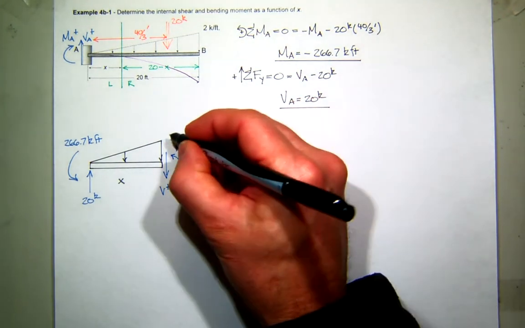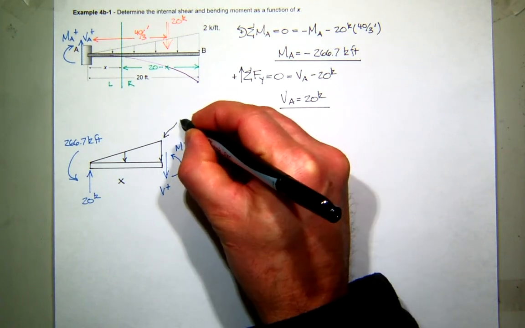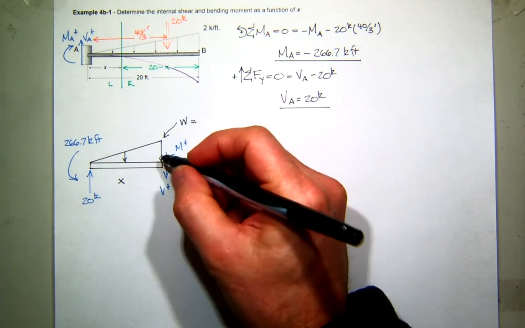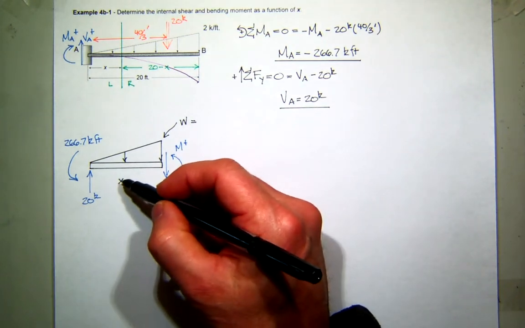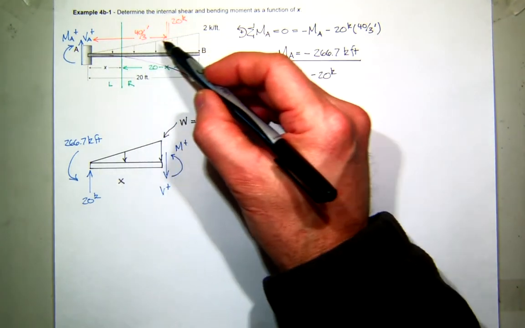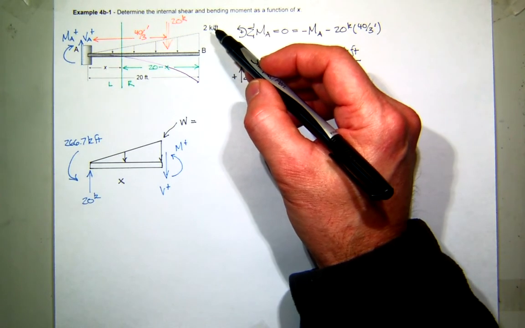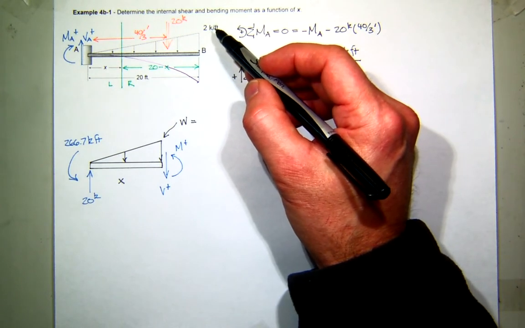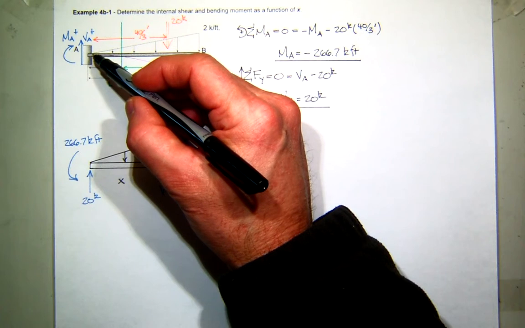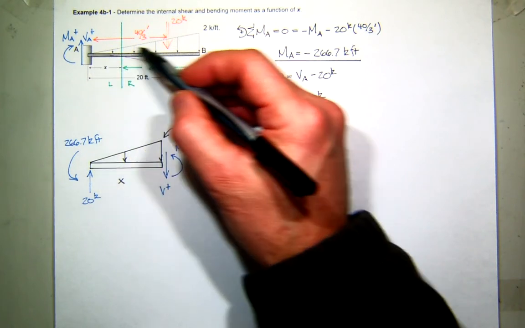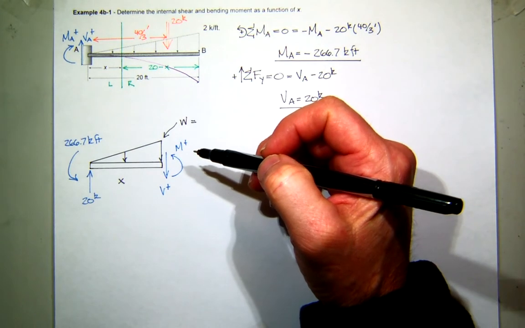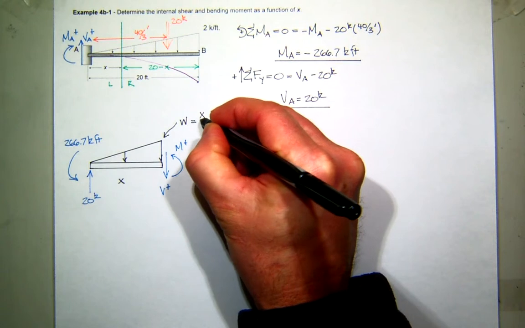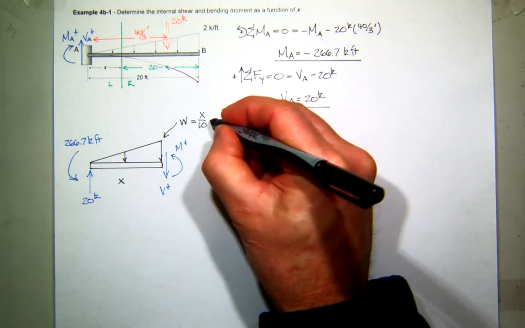Now, the other thing I have to figure out right here is what's the intensity of that load? Well, now I need it as a function of x. So if you go back and look at this line, it's a straight line. You guys know how to write an equation for a straight line, right? You have a y-intercept, which would be 0, times the slope. What's the slope of this line? Rise over run. It's 2 over 20, which is 1 over 10. So this should be a function of x over 10 kip feet.